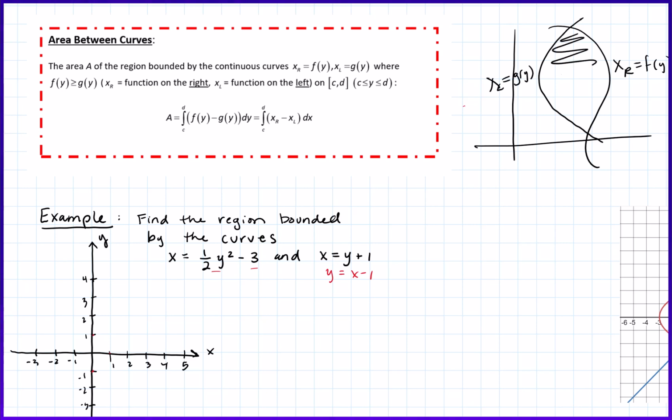If we want the area of this region between the intersection points, in between c and d, and it's better to work with it horizontally, then we think of creating rectangles, and we call x sub r the function on the right and x sub L the function on the left. Then the area is the integral from c to d of f of y minus g of y dy, or in shorthand, x sub r minus x sub L, the function on the right minus the function on the left. Okay, so what does that look like in practice?